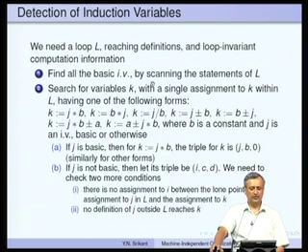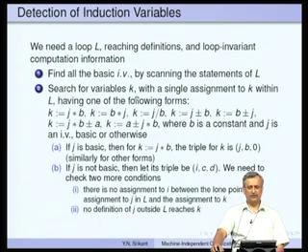How do you detect induction variables? Well, easier said than done. So, let us see how to do that. We need a loop L, reaching definitions and loop invariant computation information. So, all this is necessary. Find all the basic induction variables by scanning the statements of L. This is fairly easy, because the structure of basic induction variables is I equal to I plus minus n.